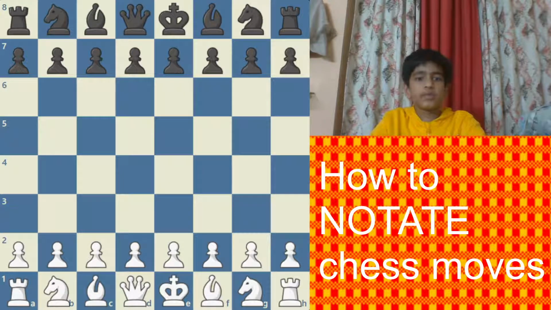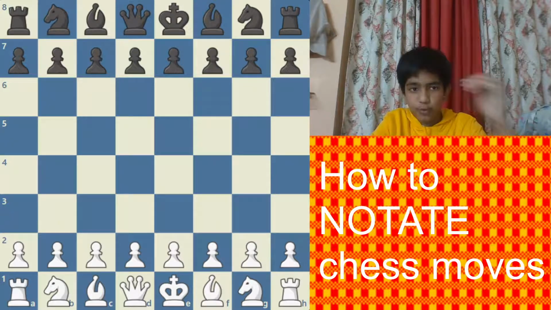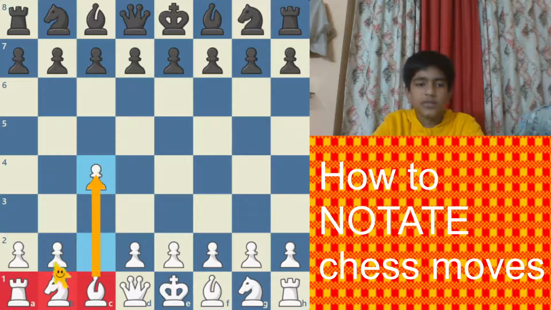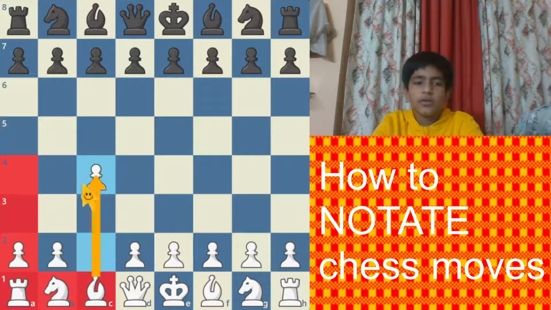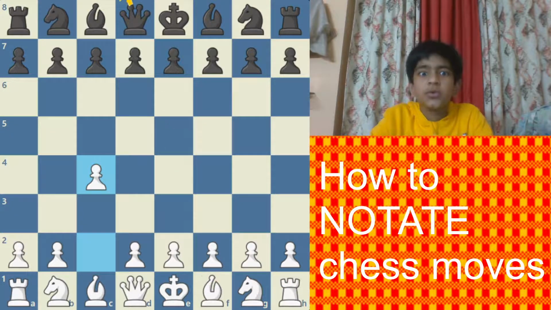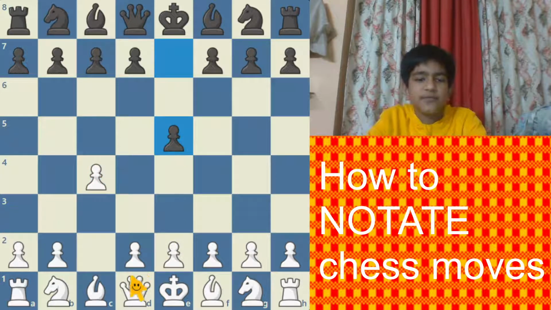So now let's go to the starting position. And how do you notate moves? That is the question. For pawn moves, you just say the square which the pawn lands on. So suppose I wanted to say what this move is. It landed on A, B, C, and 1, 2, 3, 4. So it is C4. For pawns, you can just say it like that. Now let's say something like E5.